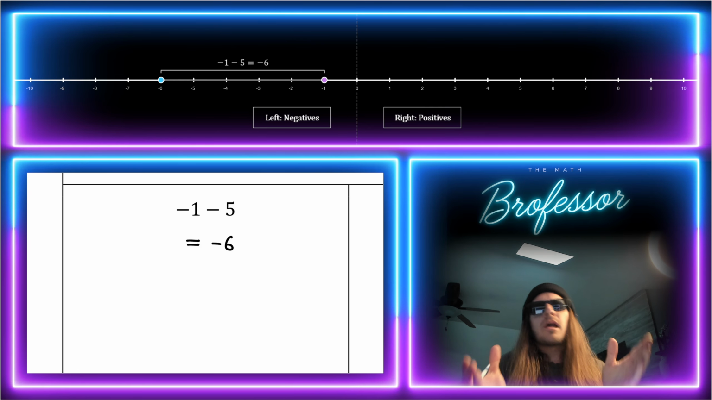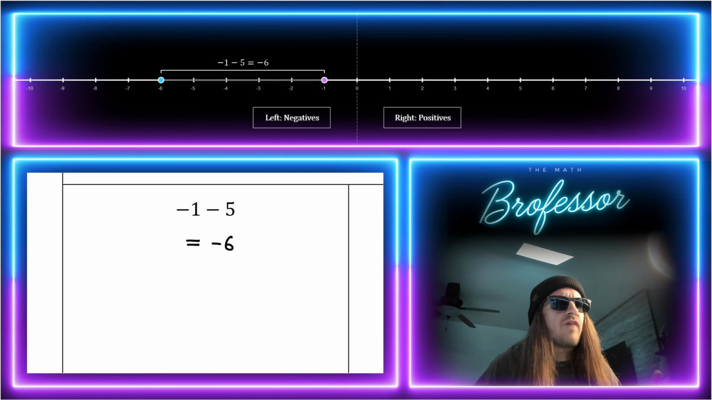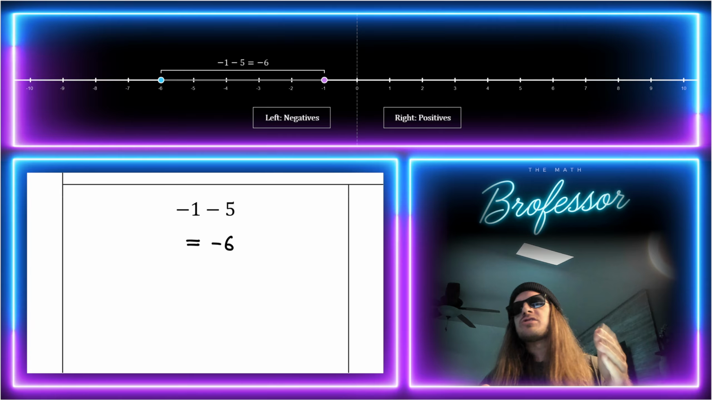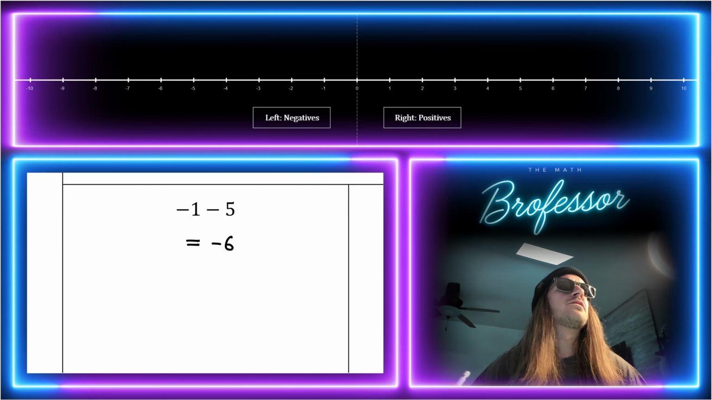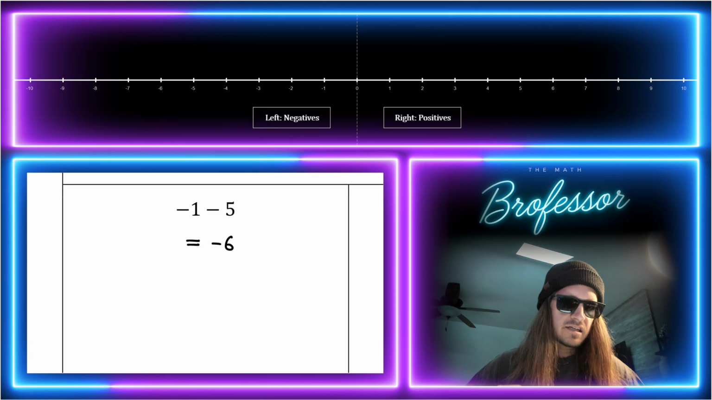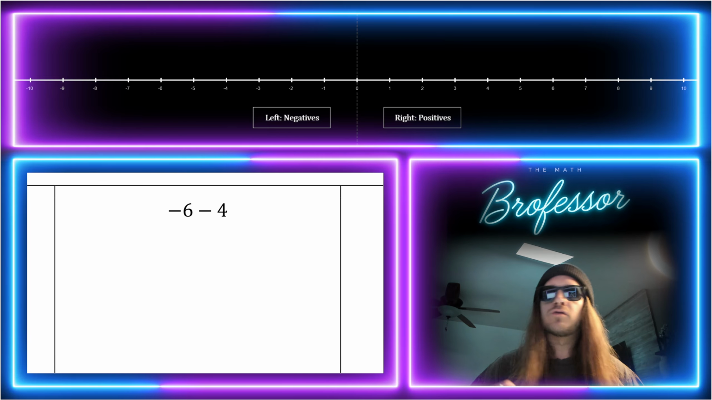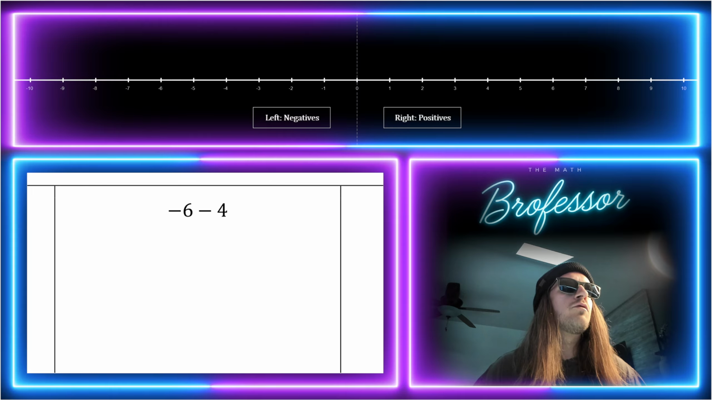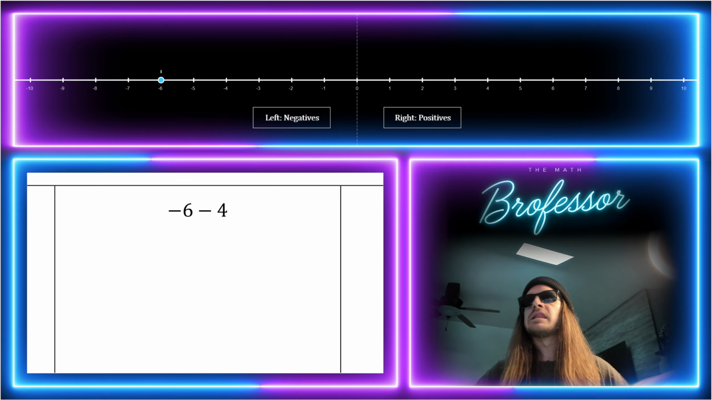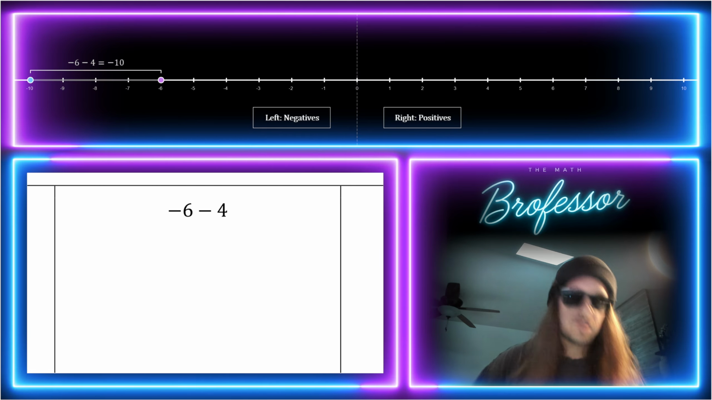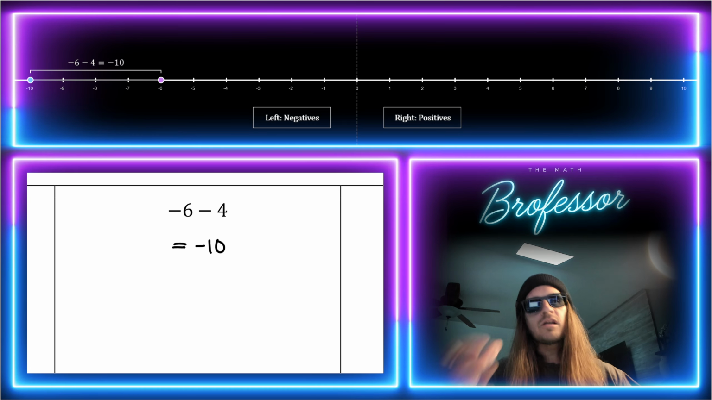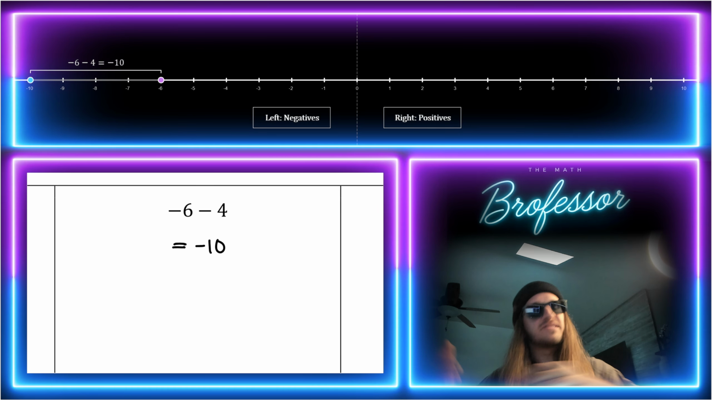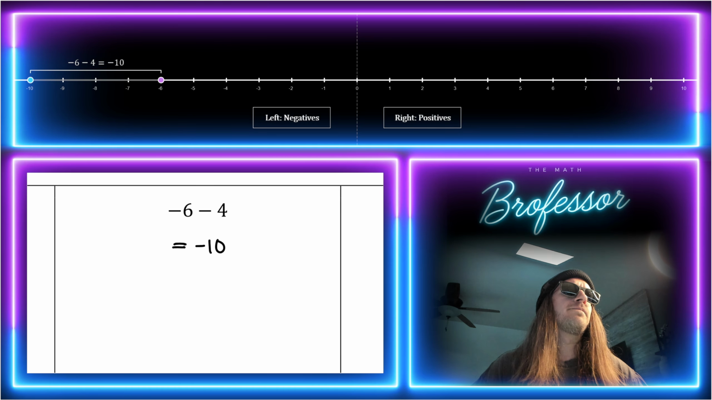Now, I hear people say, oh, do you basically just add 1 and 5? Yes, in a sense, but the answer is not 6. It's negative 6 because we're moving left, not right. And then what is our next example here? We have negative 6 minus 4. So we're going to start on negative 6 and we're going to move 4 units to the left and see where we land. Negative 6, 4 units to the left ends us on negative 10. So negative 6 minus 4 is negative 10. Sure, 6 plus 4 is 10, so negative 6 minus 4 is negative 10.